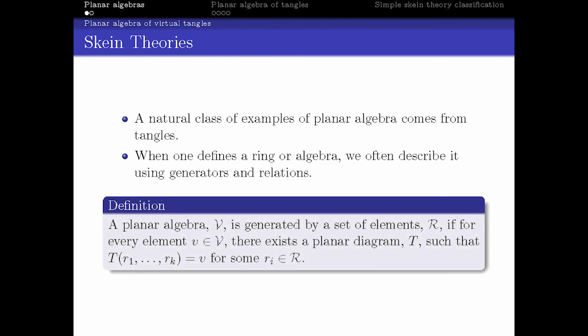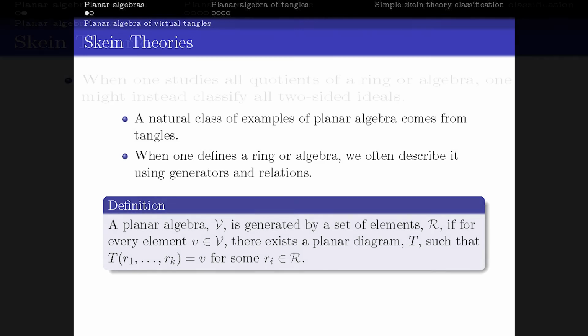And so we'll say that a planar algebra V is generated by a set of elements R if for every element of V there exists a planar diagram T such that T of some collection of R_i elements equals V. In other words, a planar algebra is generated by some set R if every element of that planar algebra is the result of some arbitrary composition of diagrams from the set R.